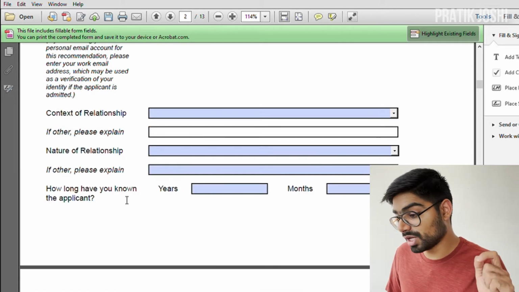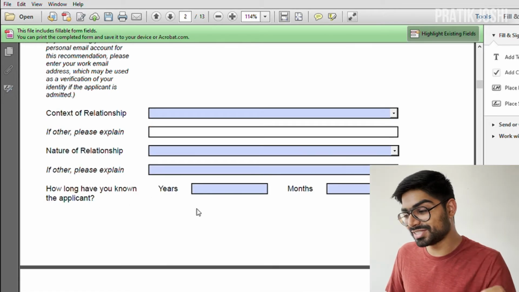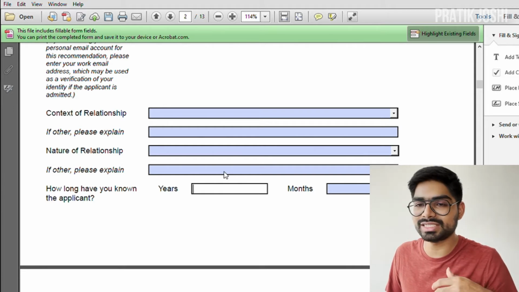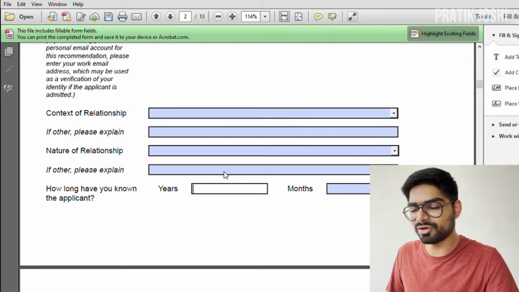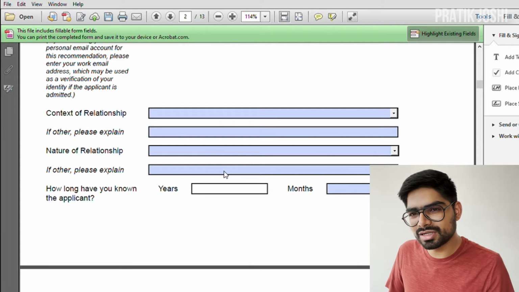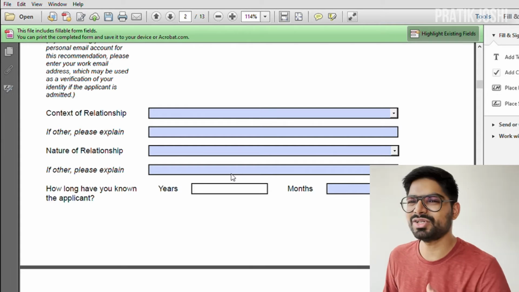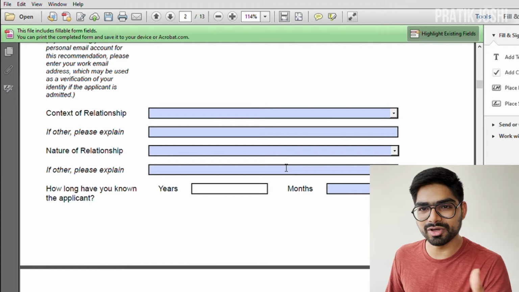How long have you known the applicant? Very, very important, because here the manager cannot lie, since sometimes they even receive a call from the university saying, hey, do you know this person? You have recommended him. So how many years did he work for you? What project was it? How did it help out? They're just cross-checking whatever information you have filled out.